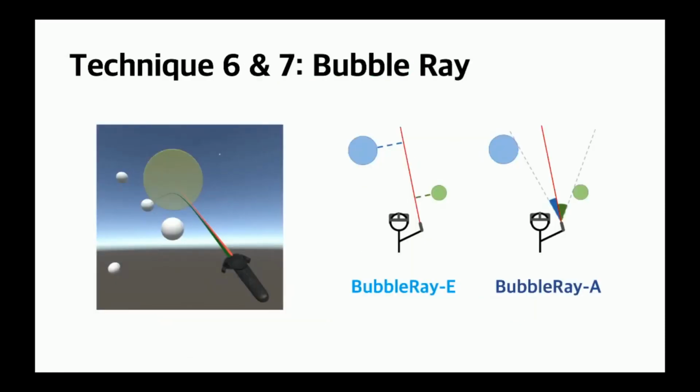Technique 6 and 7 are recasting with bubble mechanism. We call them bubble rays. In terms of the distance definition, we have 2 bubble rays: bubble ray E for Euclidean distance and bubble ray A for angular distance.